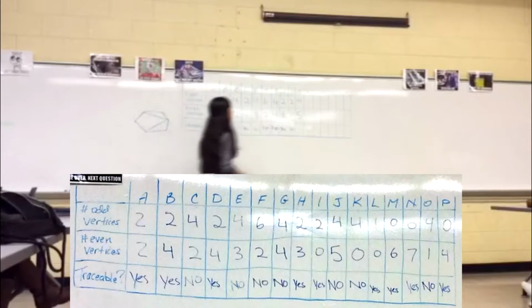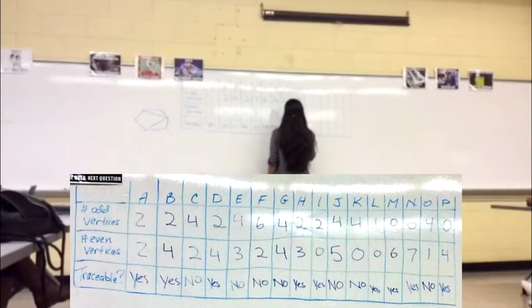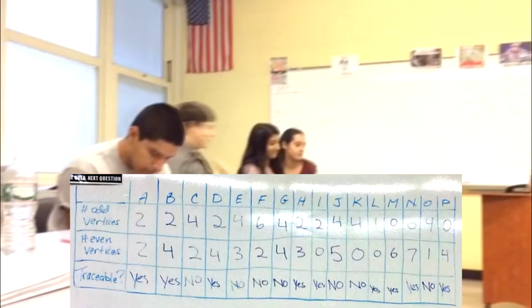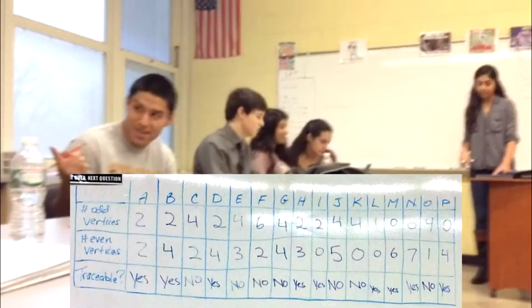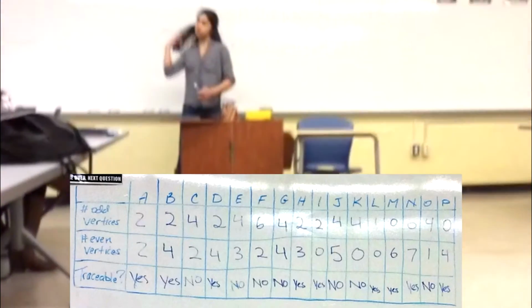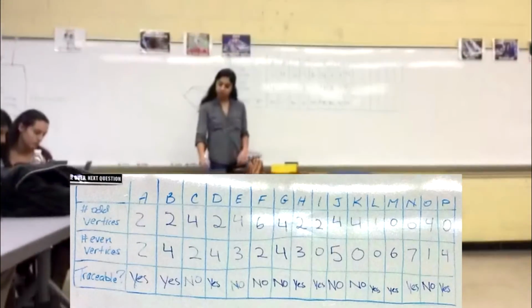There's an even. And it's not traceable? No. Four odds. Odd. Yeah, you're right. You see what I did there? Good job. That's even.